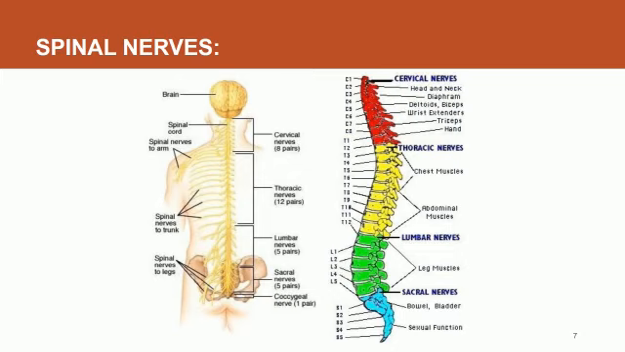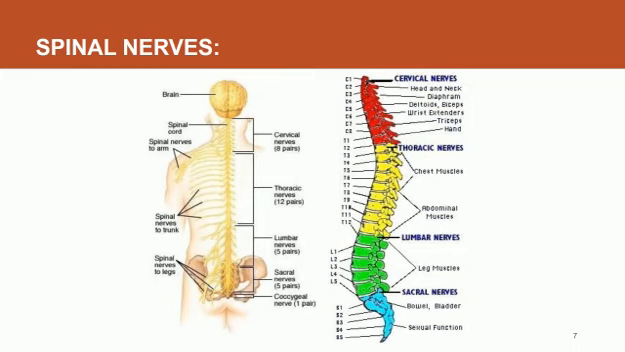Now thoracic region. There are a total of 12 thoracic vertebrae, and the nerves which emerge out from here are called thoracic nerves. Then lumbar region. There are 5 lumbar vertebrae, and spinal nerves which emerge through these areas are called lumbar nerves.